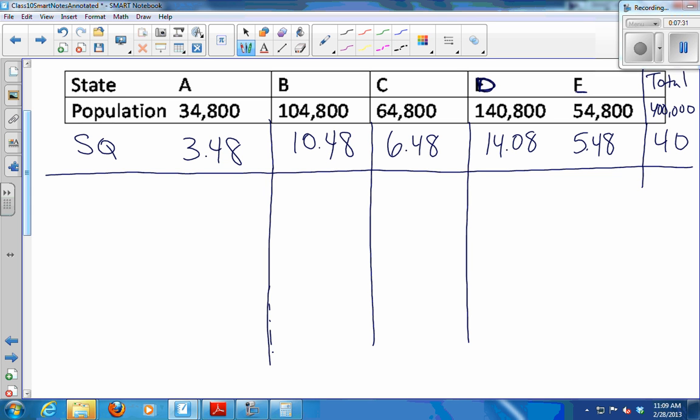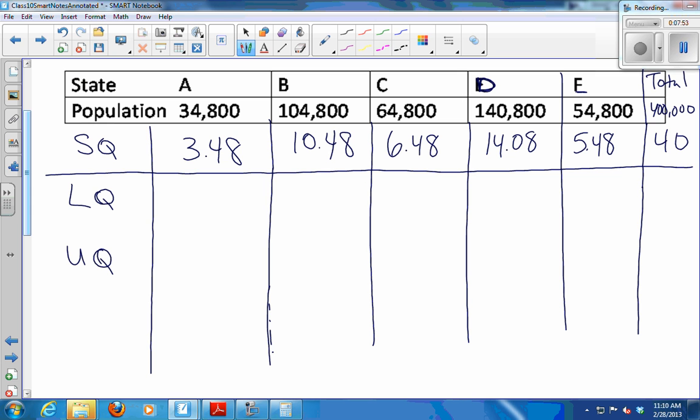So the rounding is based on the geometric mean of the lower quota and the upper quota. You don't have to write this all down every time you do this method, but in the interest of making everything really explicit, at least for the first example, I'm going to write everything out. So I need the lower quota and the upper quota. For 3.48, the lower quota is 3 and the upper quota is 4. For 10.48, lower quota 10, upper quota 11. 6.48, 6 and 7. 14 and 15. 5 and 6.